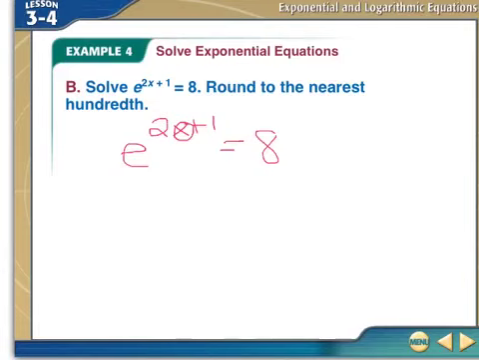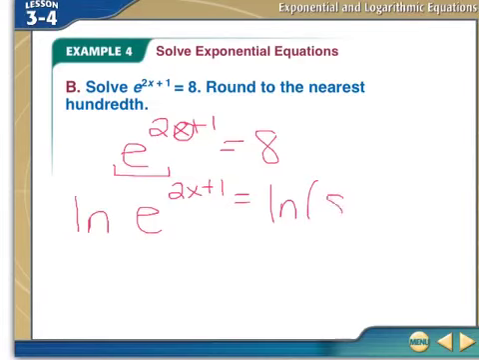Now, in the last example, I used the common log, or log base 10, on both sides. In this example, since my base is e, I'm going to use the natural log on both sides. I'm going to take the natural log of both sides of my equation. And it doesn't really matter, I could use a common log here, log base 10. But the reason why I'm using natural log is because natural log is base e, and so it's going to help me simplify my equation much faster than common log would.